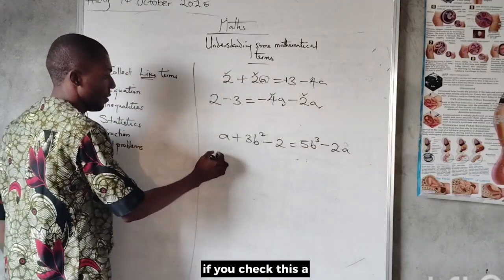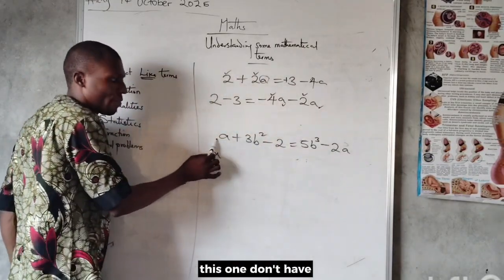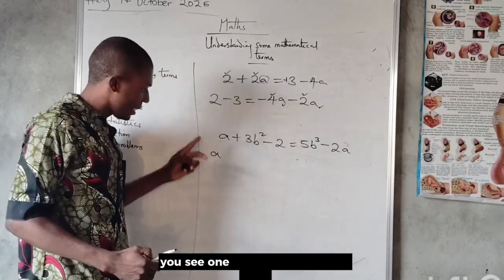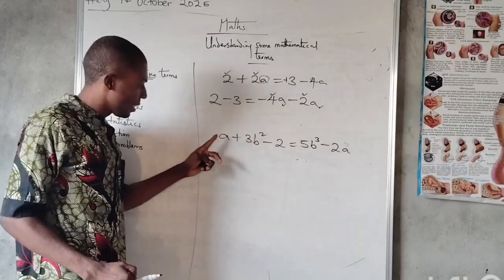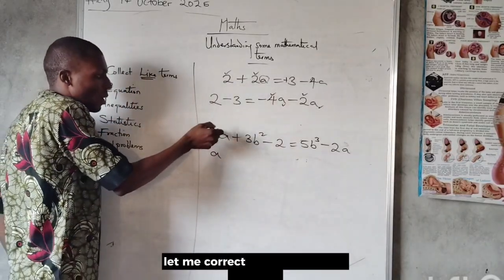If you check this, a, you see it. But this one has 2, this one doesn't have. I told you that a is showing the state. You see, 1. Here it is showing the state, but there's nothing here. This one is showing how many is a? 1. So I now know, okay, let me correct them.